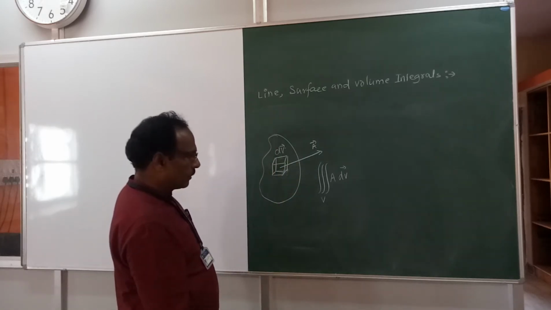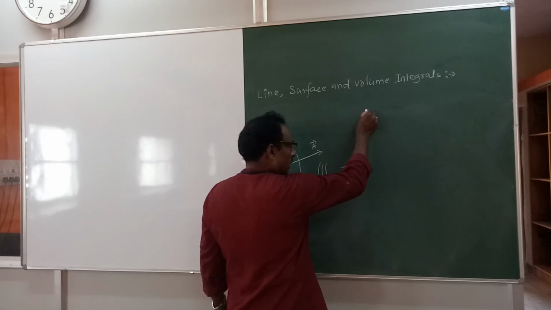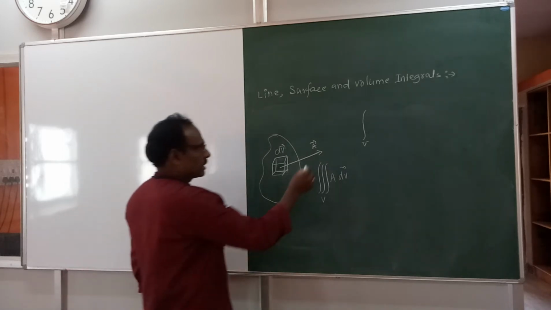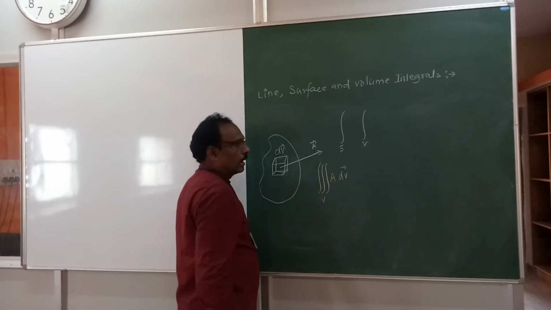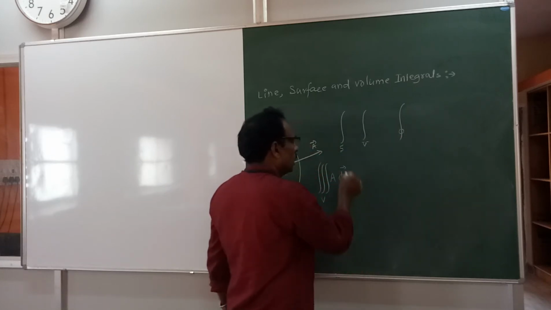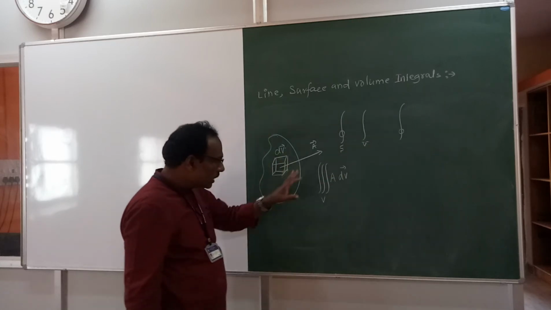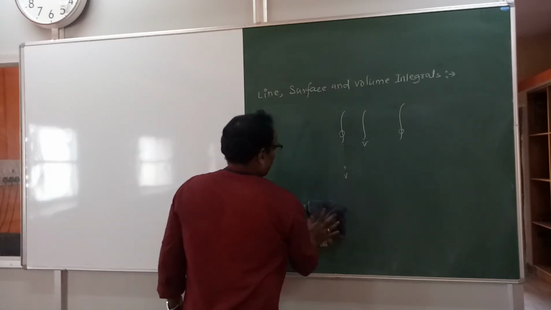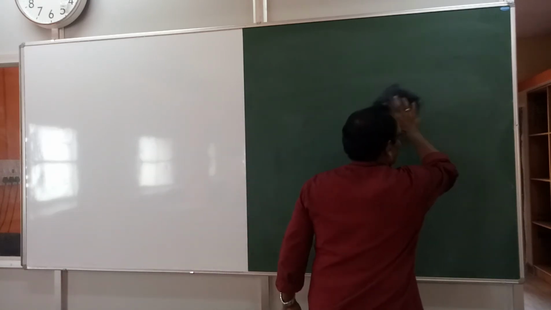Normally this volume integral, instead of writing it as a triple integral, we write this way, V. V stands for volume integral, just as S stands for surface integral, and for a line integral we can write a closed line integral, a closed surface integral, and a volume integral. We are making use of these integrals to explain some of the other factors.